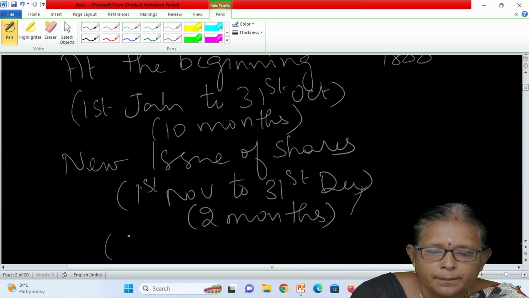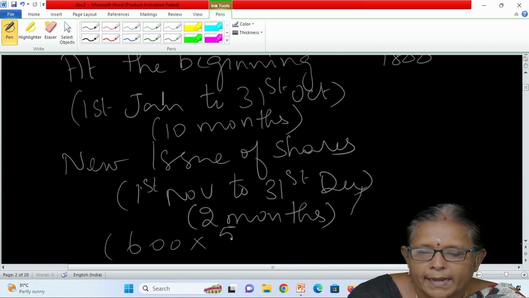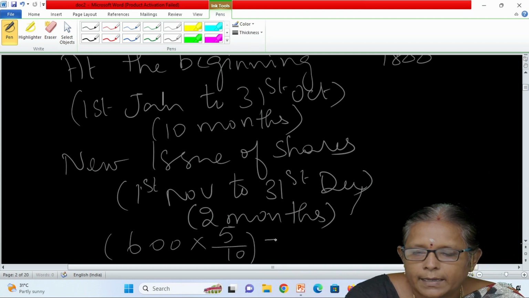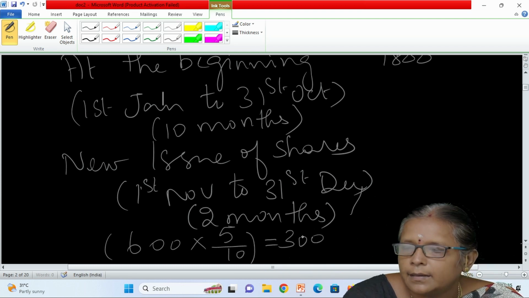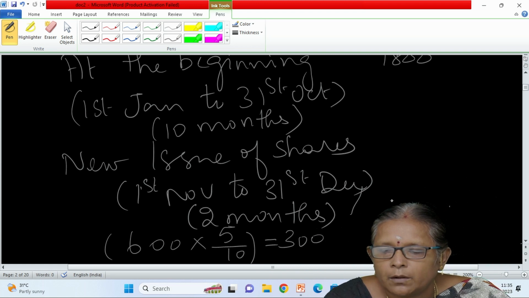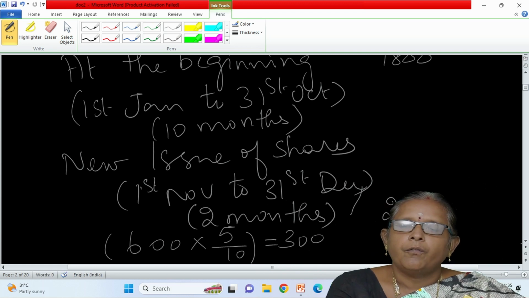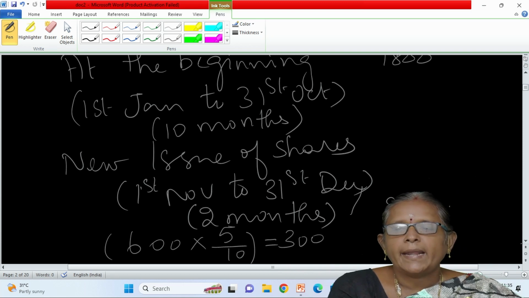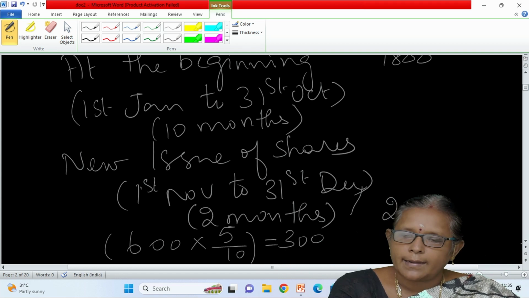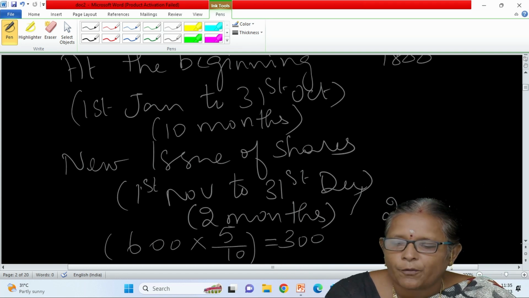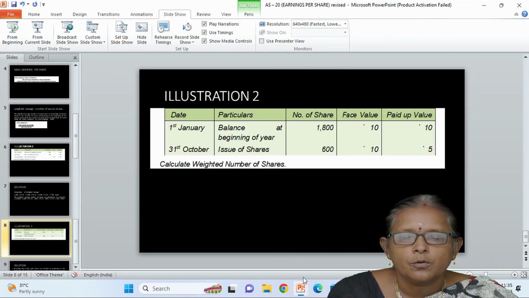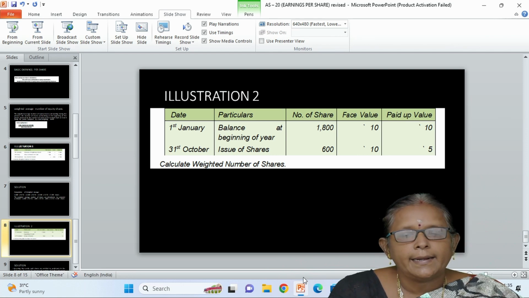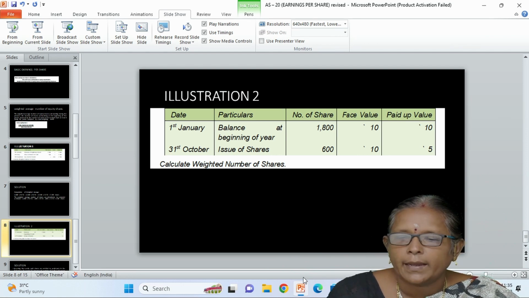How to find out? 600 into 5 by 10 is equal to 300. So, you have to add with this 2100. Understood? So, for 10 months only 1800 shares and for remaining 2 months 2100 shares. So, you can use this format also. There are 2 methods for finding out the weighted number of shares.